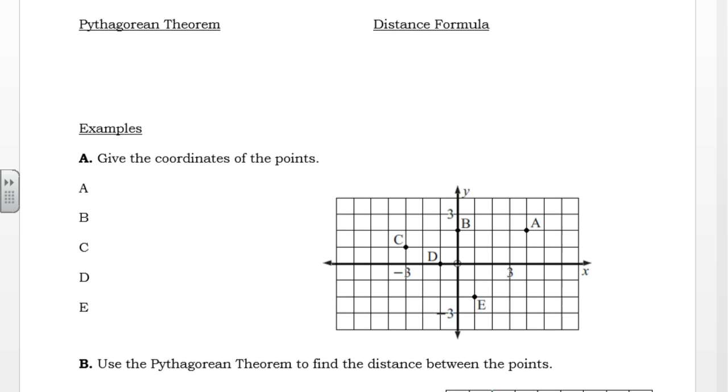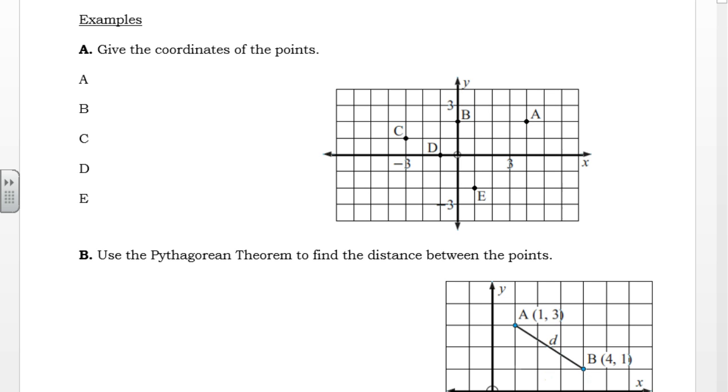The first example says give the coordinates of the points. So point A is over in the first quadrant. That is 1, 2, 3, 4 units over and 2 units up. So in parentheses (4, 2): 4 to the right and 2 up. B is right here. That is right on the y-axis, so it's actually 0 units over, and then 1, 2 units up.